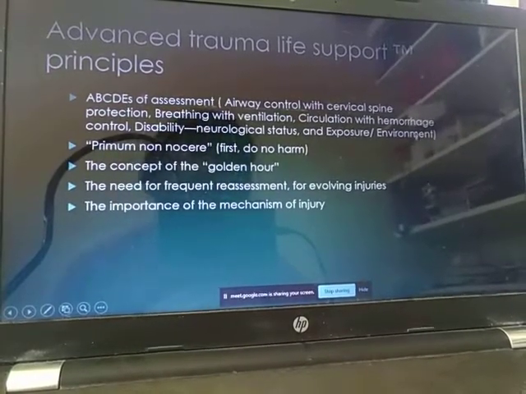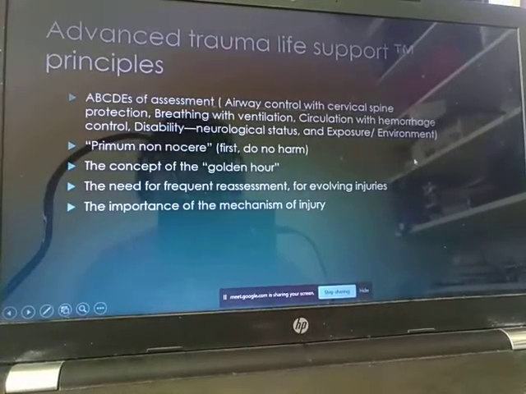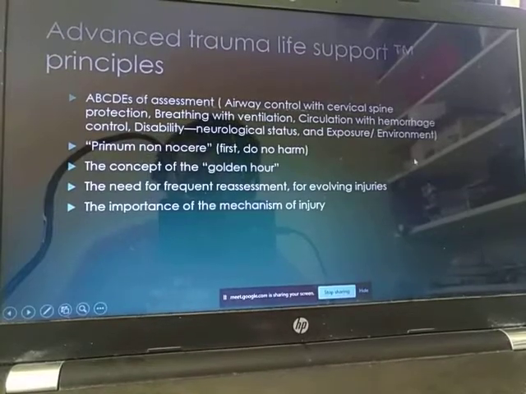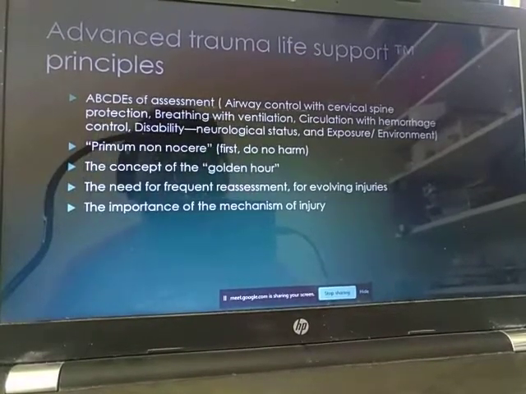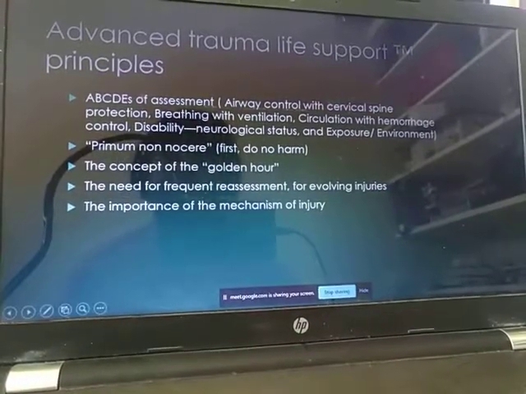E is for exposure or environment. We have to check if the patient is going into hypothermia or not. If the patient starts shivering, if the patient's temperature is too low, the patient is going into hypothermia, we have to immediately raise the patient's temperature to the normal levels.